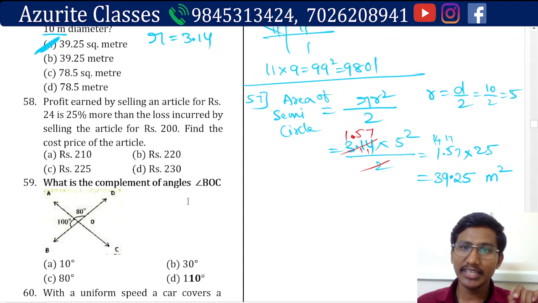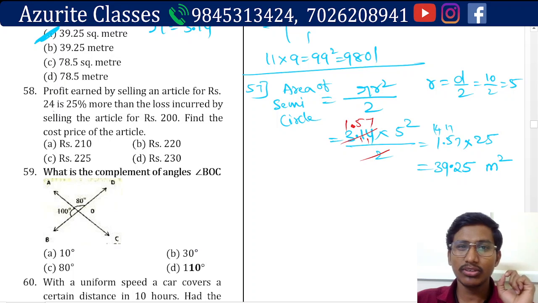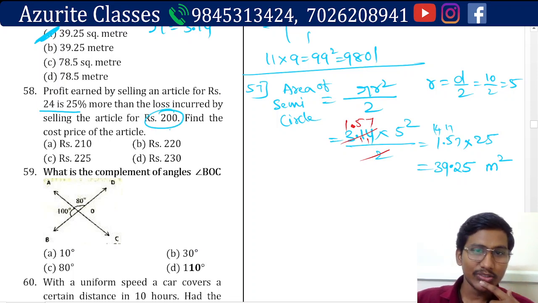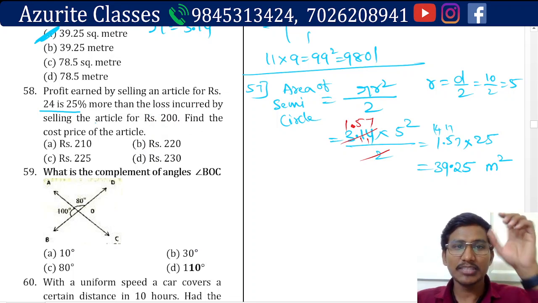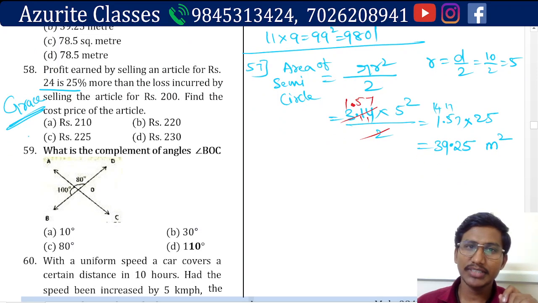That is 58 question. What is the 58 question here? If you see, profit earned by selling an article for 224, and then loss incurred at selling at 200. Okay, so it is not possible. When it is profit, that should be more, right? So maybe it is 240 or something. Okay, so it is not clear, you take it as grace. Okay, 58 is done.